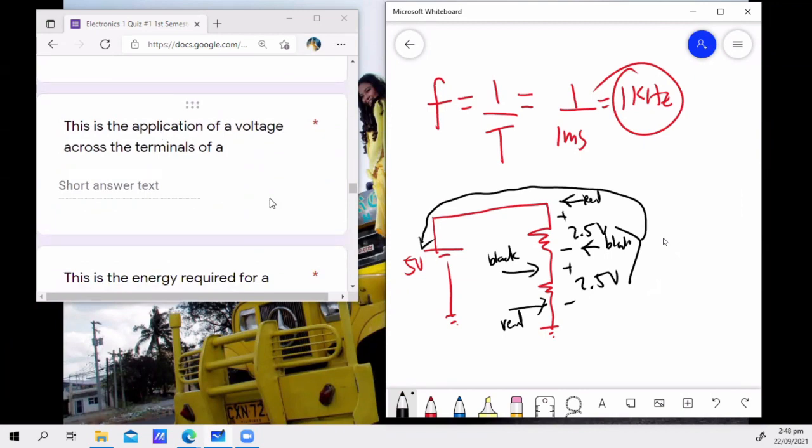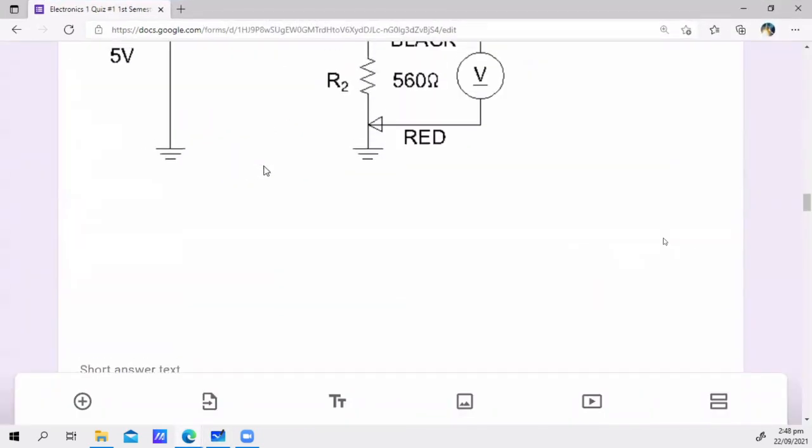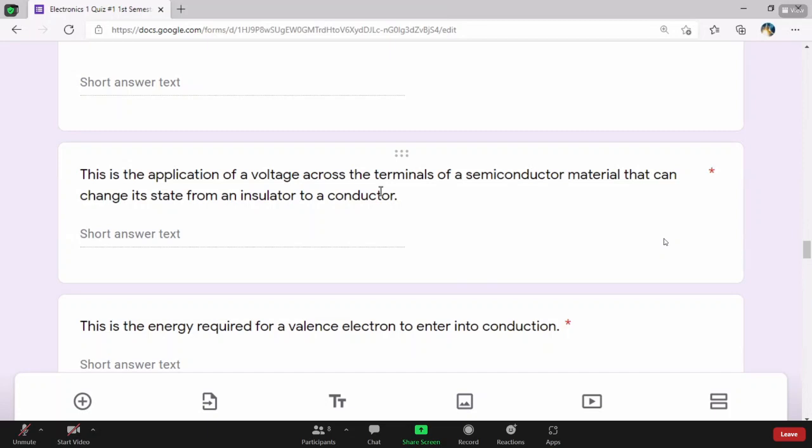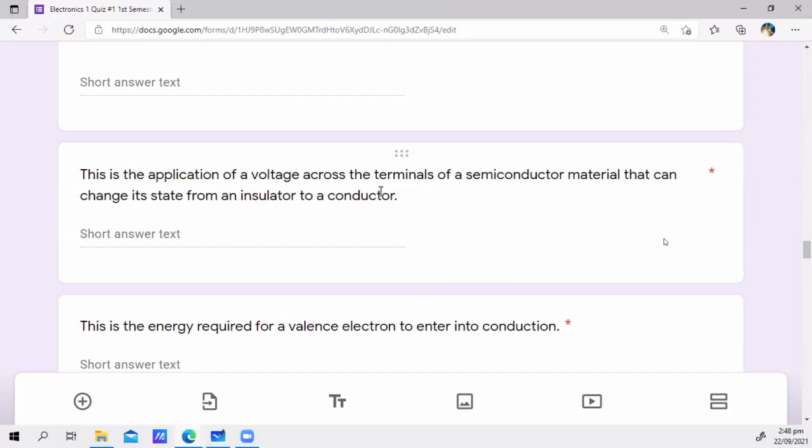Next, this is the application of a voltage across the terminals of a semiconductor material that can change its state from an insulator to a conductor. Di ba sabi ko sa inyo, ang semiconductor, pwede siyang maging insulator, mag-act as insulator, pwede rin mag-act as conductor, kapag given the proper bias or biasing. So application of voltage, particularly DC, across the terminals of the semiconductor. So kapag tama yung in-apply natin na bias or na voltahe sa pagitan ng kanyang mga terminals, magiging siyang conductor. Okay, so bias or biasing niya.